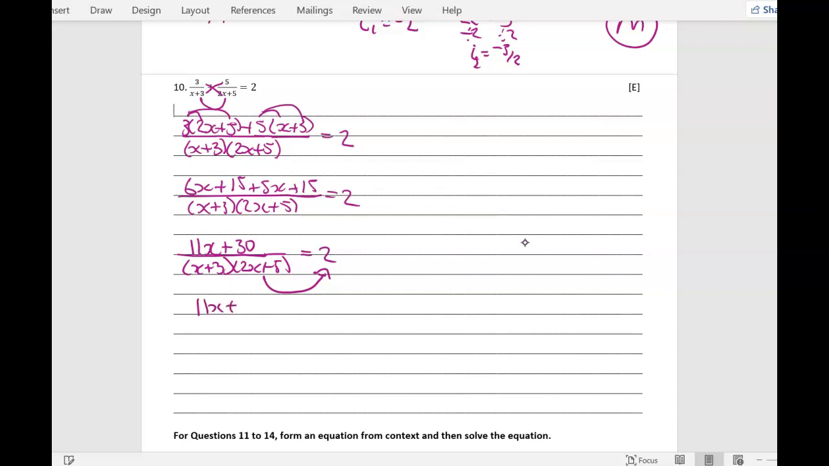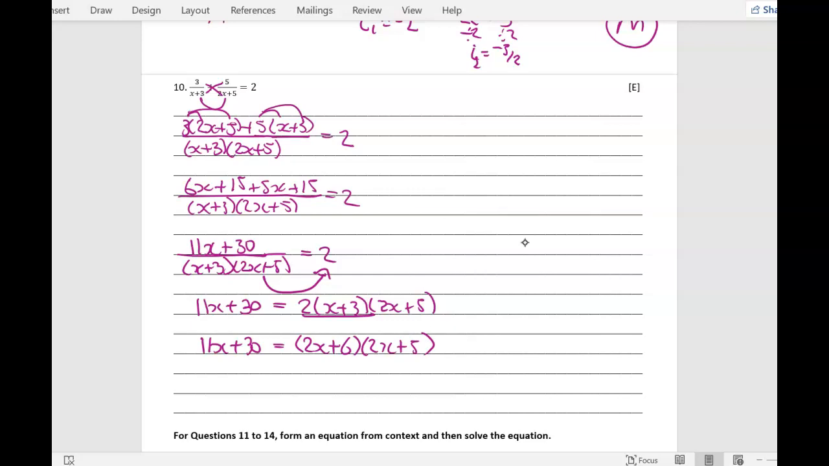So 11x plus 30 is going to be equal to 2 lots of these brackets that are moving over as a multiplication. Again, there's nothing really for me to cancel out, so my only choice now is to go ahead and expand that bracket. I'm going to expand the first lot first, just to make it easier on myself. So 11x plus 30 is going to be equal to 2x plus 6, 2x plus 5.